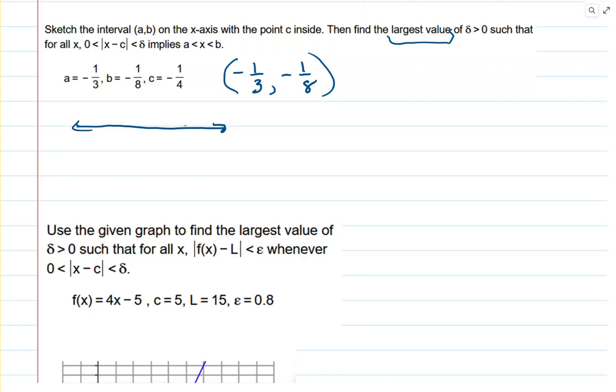So I'm going to write a 0 here and a negative 1 here. All right. So I'm going to go a negative third. 1, 2, right about here. And a negative 1/8, sorry. Okay. And it says there must be a C that's a negative fourth.